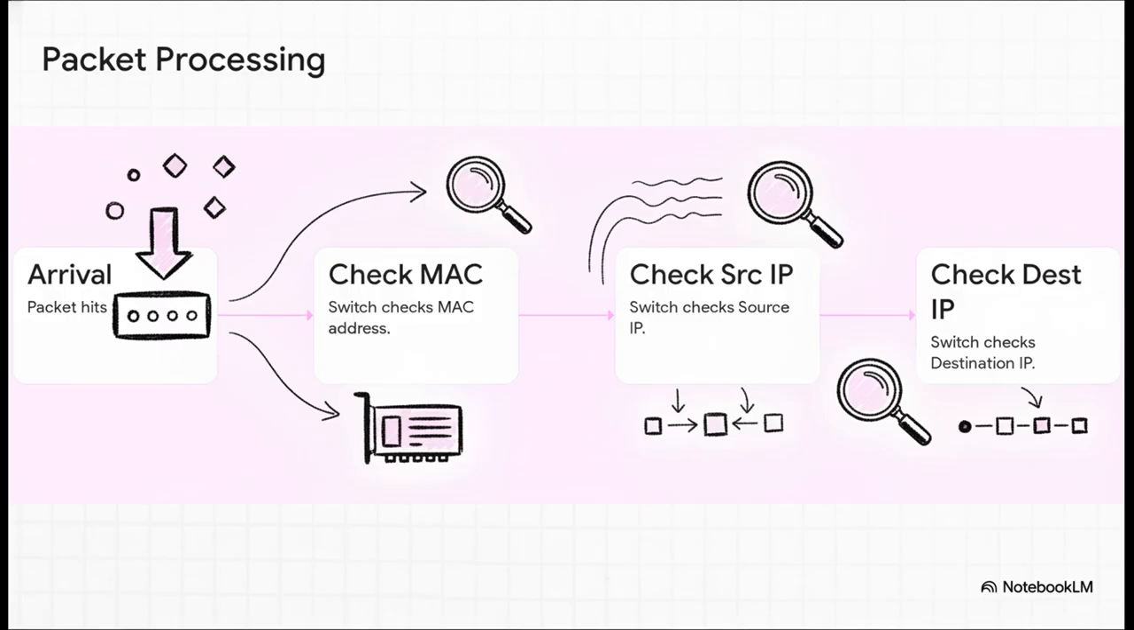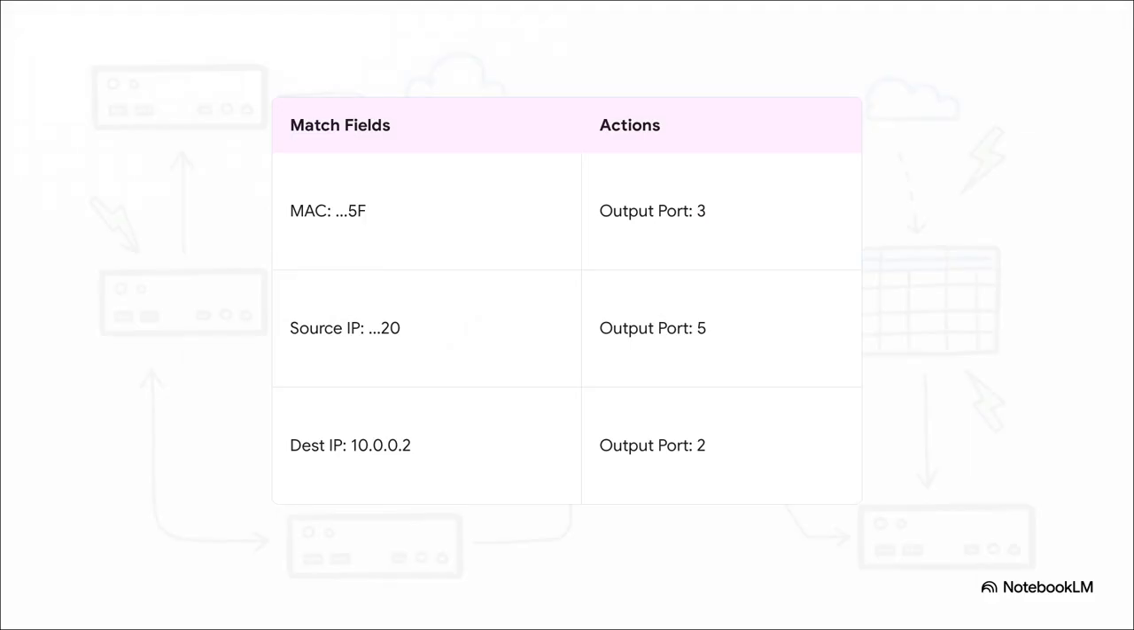The exact millisecond this packet hits the switch, the internal scanning process kicks off. The switch immediately starts comparing the packet's data against the flow table. It checks the MAC address. Check. It checks the source IP. Check. It checks the destination IP. But hold on, Houston, we have a major complication. Our single mystery packet actually matches multiple different rules in the table at the exact same time. Its MAC address says to send it to port 3, its source IP says send it to port 5, and its destination IP says send it to port 2.